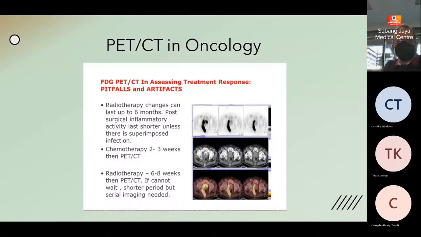And in radiotherapy, ideally you should wait for 6 to 8 weeks to see how the response is. But as I mentioned to you, even I've seen post-radiotherapy FDG uptake persist, so you basically need to do serial imaging in these cases.